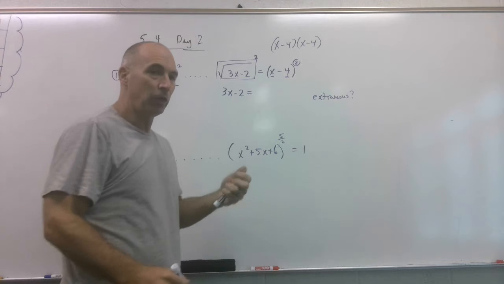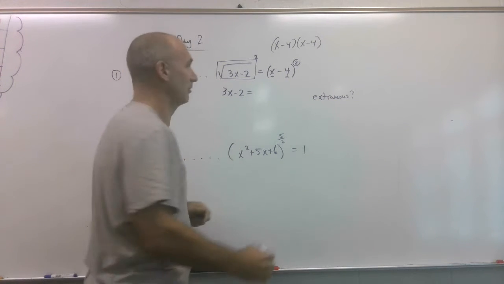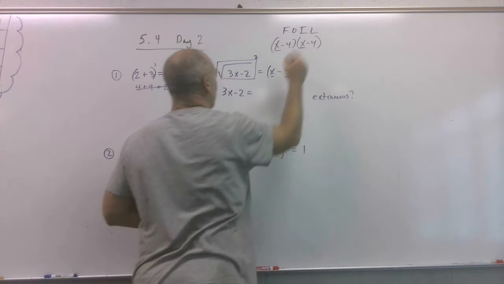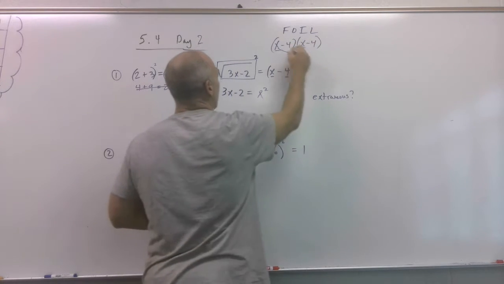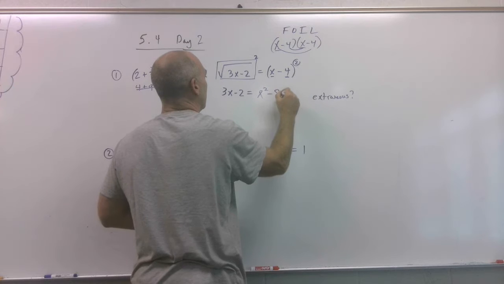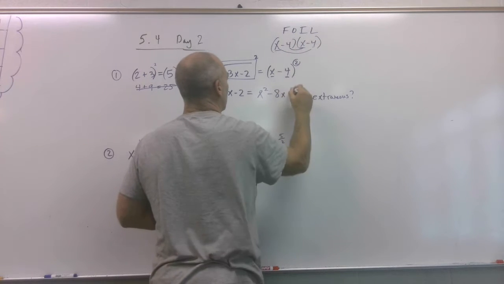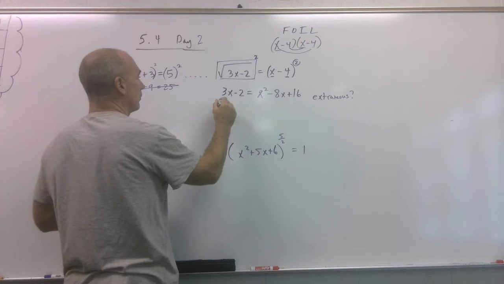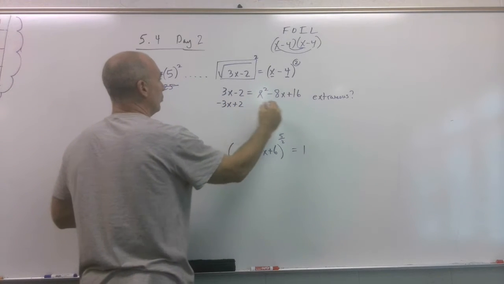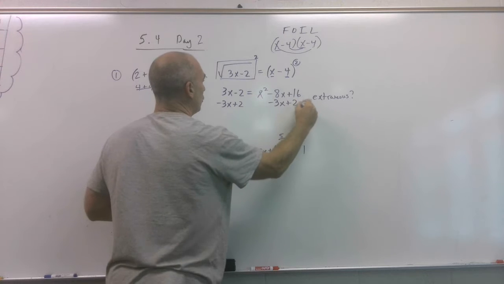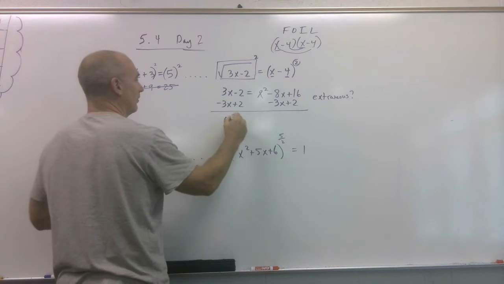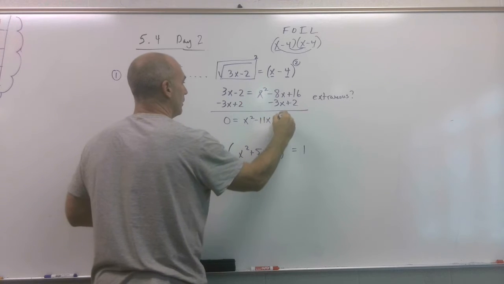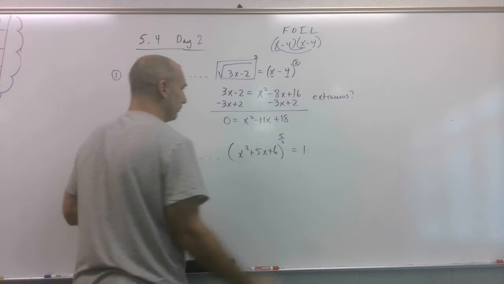Now can I FOIL? No, they're not conjugates. So I have to FOIL this. X times x is x squared. I'm going to go outside and inside. Negative 8x, negative 4 times negative 4 gives me 16. We're off to the races. We got a trinomial. Subtract 3x, add 2. Subtract 3x, add 2. Right. This is 0 equals x squared minus 11x plus 18.